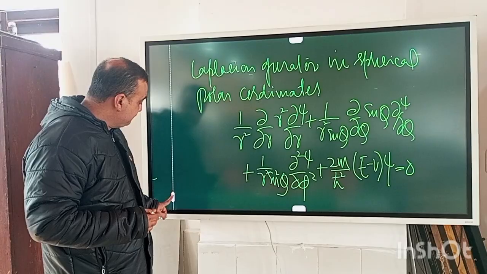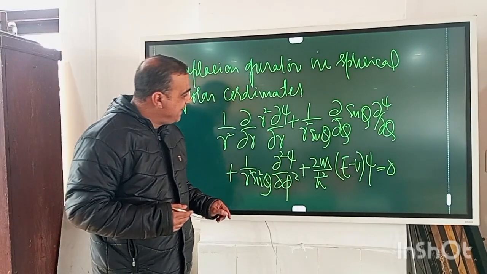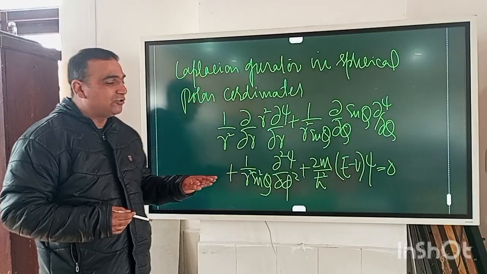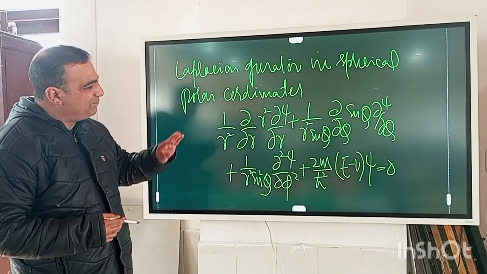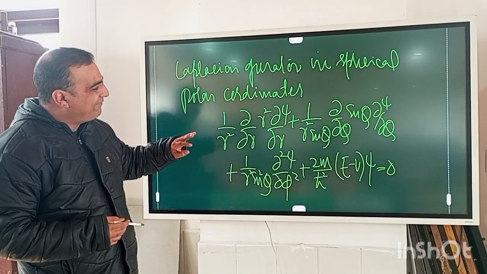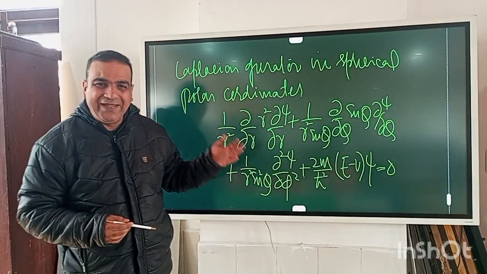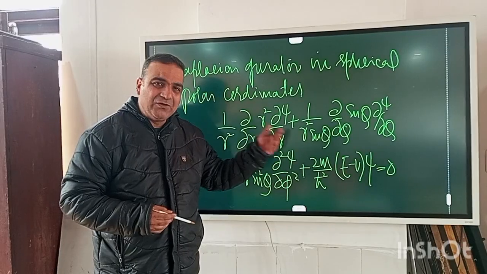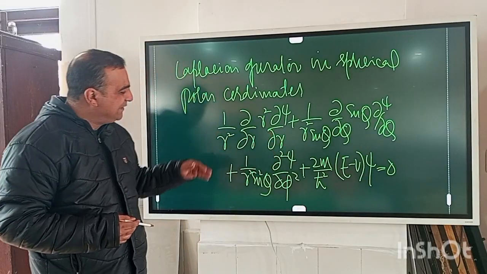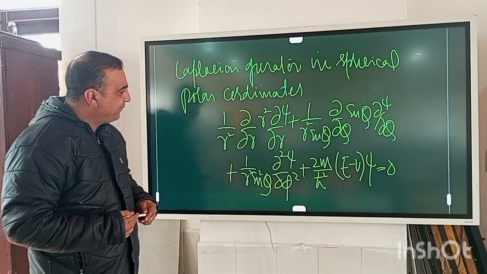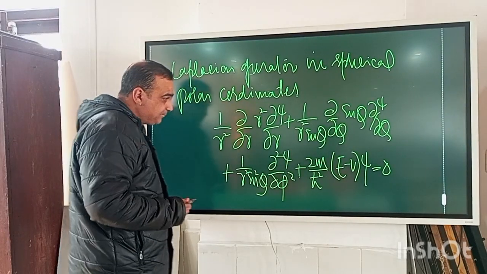So the first job that I have is to manipulate this equation in such a way that I can have an independent equation for the radial part, an independent equation for the angular part theta, and an independent equation for the angular part phi.